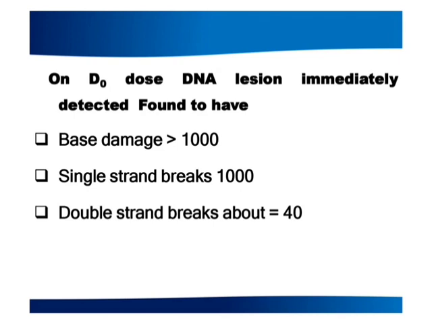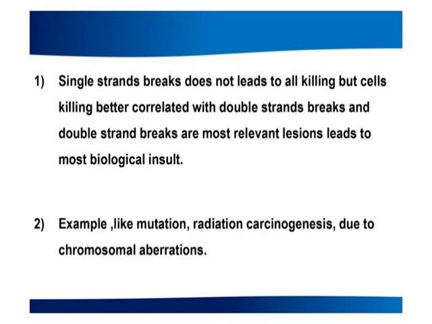On the D0 dose, practically we have detected what damage happens after it: base damage more than 1000, single-stranded breaks about 1000, double-stranded breaks almost 40. So these are the data. Single strand breaks do not lead to cell killing, but cell killing correlates better with double-stranded breaks, and double-strand breaks are the more relevant lesion leading to most biological insult. For example, double-stranded breaks lead to mutation, radiation carcinogenesis, and chromosomal aberrations.